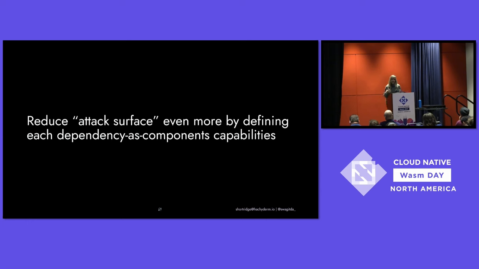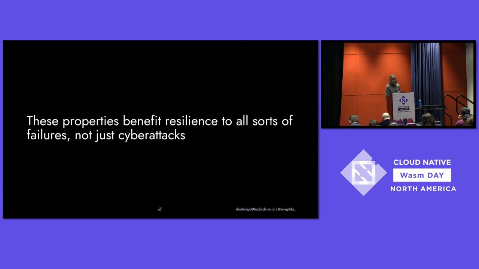The Wasm component model layers the existing capability-safe model into this paradigm, right? So a developer can define the specific capabilities each dependency or component requires, and that reduces the proverbial attack surface, like the opportunities that are present for attackers. And that further restricts what the attacker can do, even if they gain access to a component. And that's very in line with the principle of least privilege.